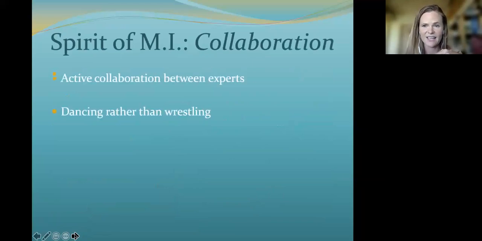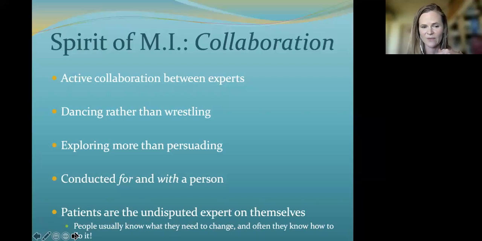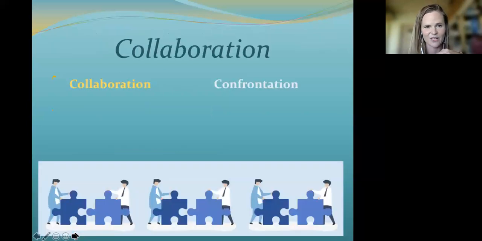With collaboration, again, that's that coming alongside stance, so active collaboration between experts. There's that imagery again of dancing rather than wrestling, exploring more than persuading. And again, with the language, remembering that it's conducted for and with a person rather than to them. Patients are always the undisputed expert on themselves. And there's that idea that patients usually know what they need to change, and often they actually know how to do it. So again, it's the guiding and the supporting.